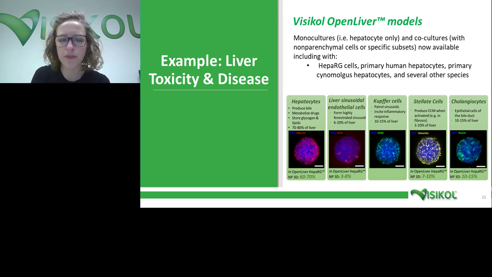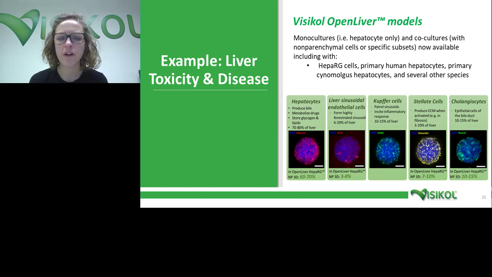So I'll go through briefly here each of the cell types that's featured in this model. Of course, we have the hepatocyte-like cells. These produce bile, metabolize a lot of drugs, store glycogen and lipids, and comprise about 70 to 80% of the liver. Liver sinusoidal endothelial cells here are labeled with CD31. They form a highly fenestrated sinusoid network that runs through the liver and facilitates the blood filtration capacity of the liver.